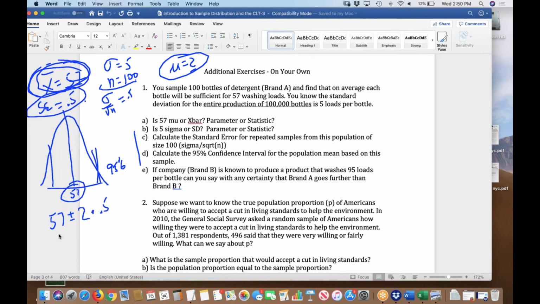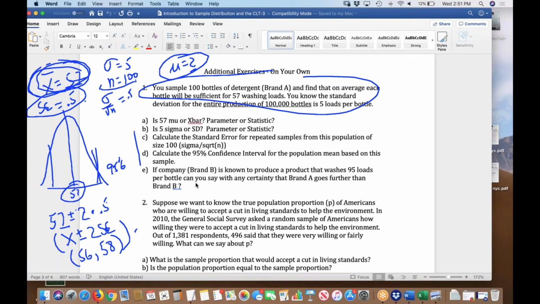So I can say that I am 95% certain that the true population mean is going to be between our X bar that we got from our sample, plus or minus 2 standard deviations or 2 standard errors from the mean. That's going to be 57 plus or minus 2 times 0.5, or 1, in other words. So we're 95% sure that the true population mean is between 56 and 58 when we do this analysis.